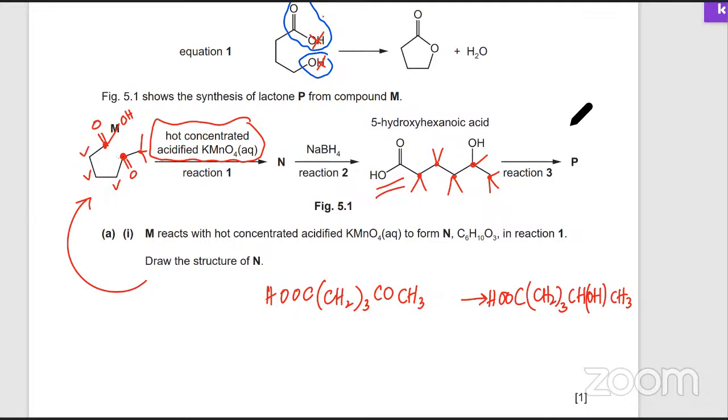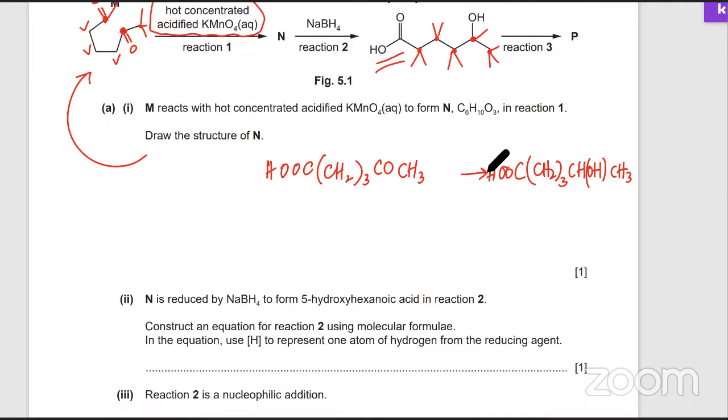अच्छा, N जो है it's getting converted into this thing, and he's saying कि जो NaBH4 है ना, use H to represent one atom of hydrogen from the reducing agent. So you have to use H. वो जो NaBH4 है ना, that is being represented by H. तो बताओ, you just have to balance this, ठीक है? So how would you balance this?